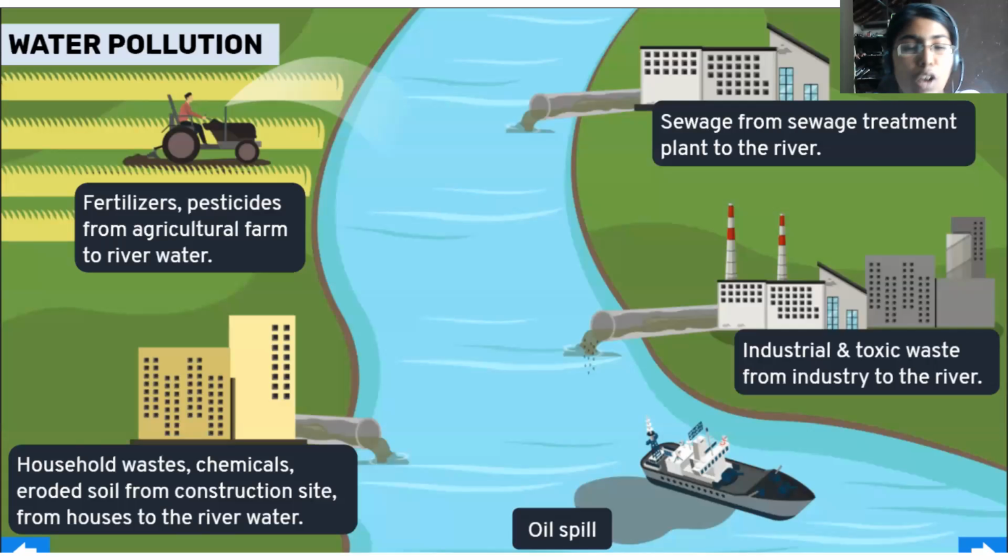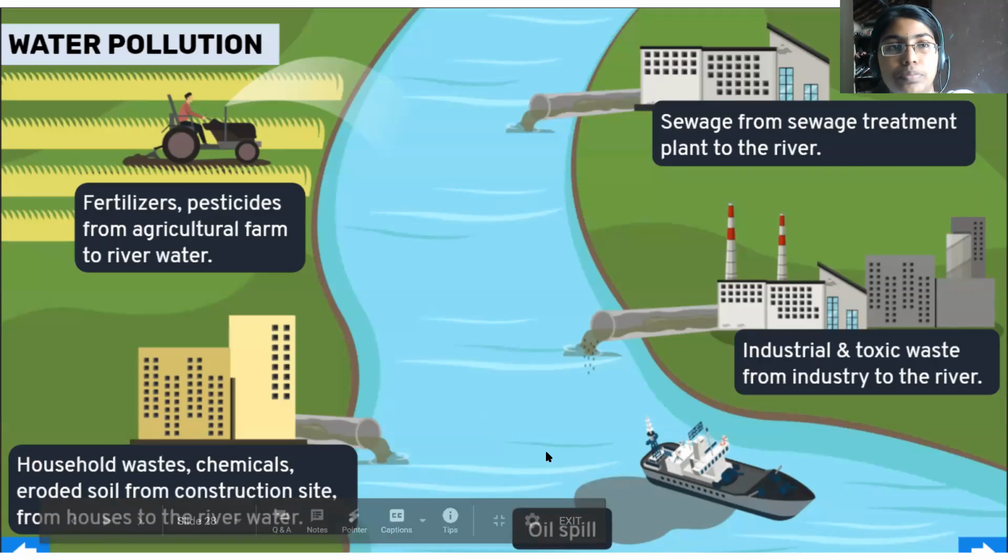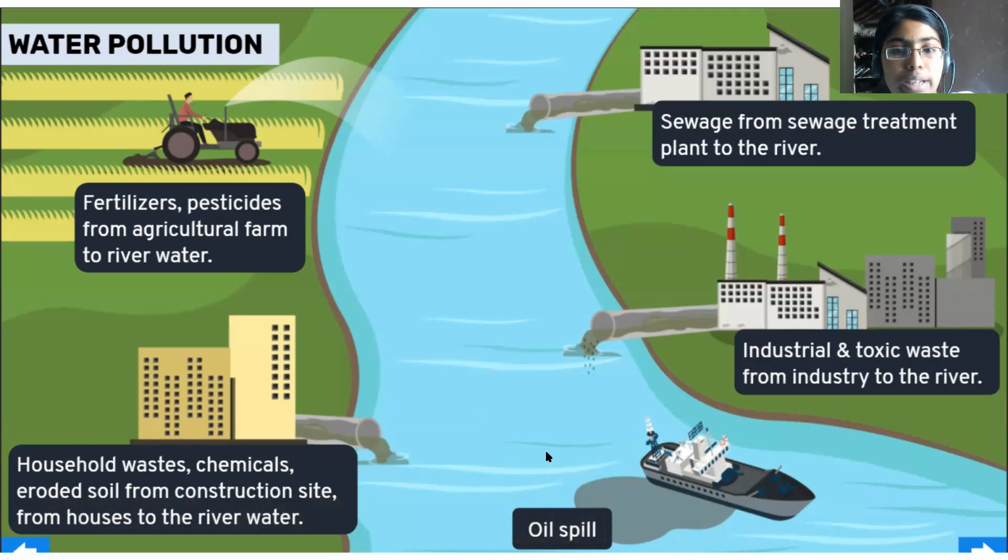Next, we have already discussed water pollution, but just for a glance, I'm giving you again how this water gets polluted. One is from the fertilizers and pesticides that the farmers use, which run off from the field and get mingled with the water. The second thing is sewage. All those drainage waters will come and mix with the water.